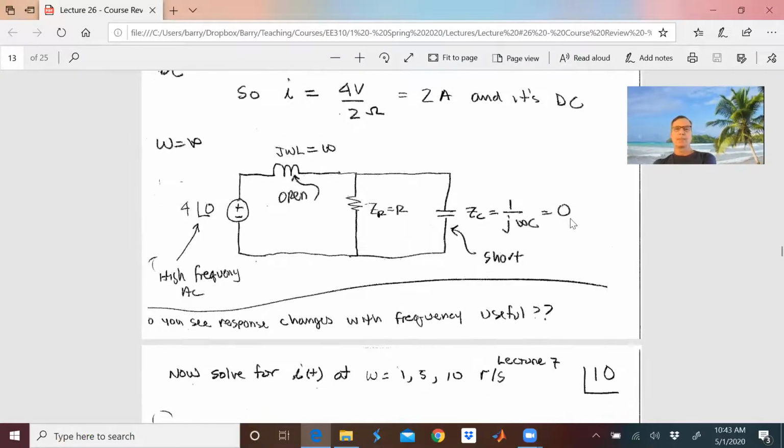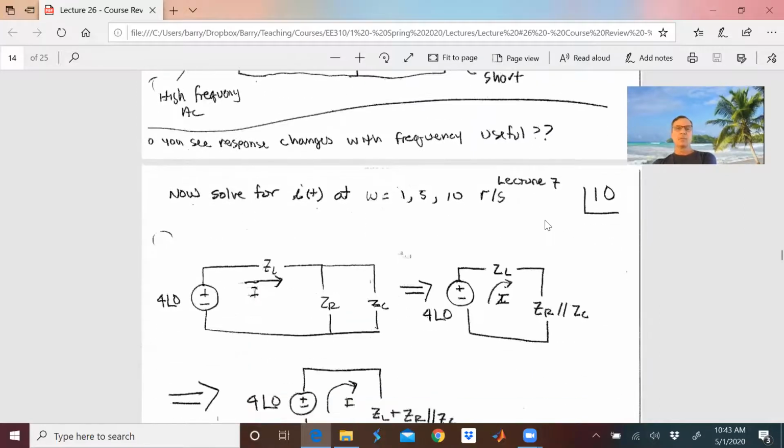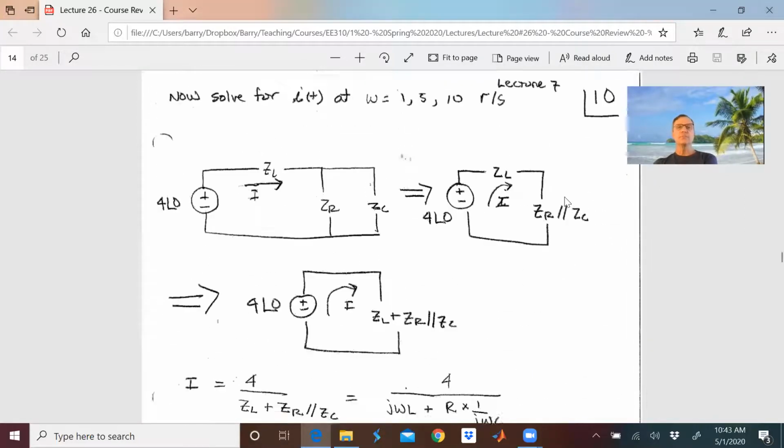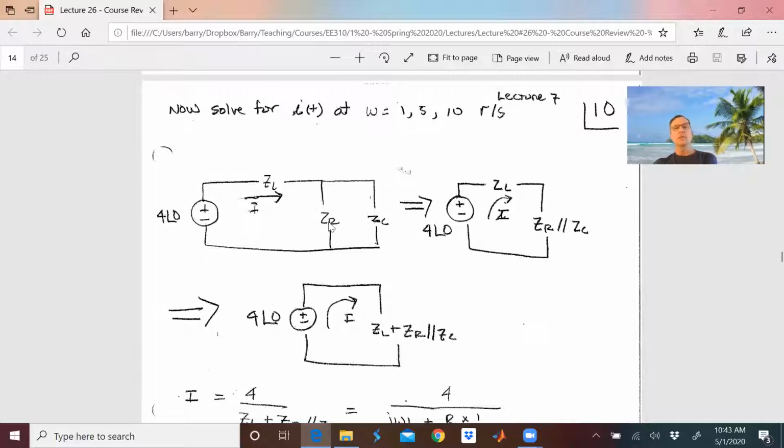Now let's combine these impedances, because what I really want to do to get this current is make it look like just one impedance over here to the right. So let's do that. Here's our voltage source.